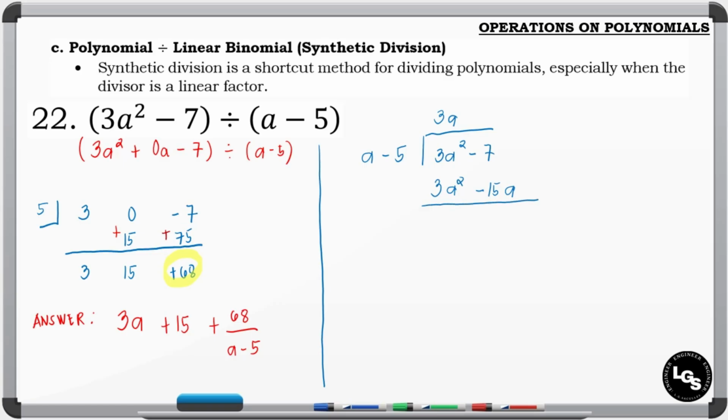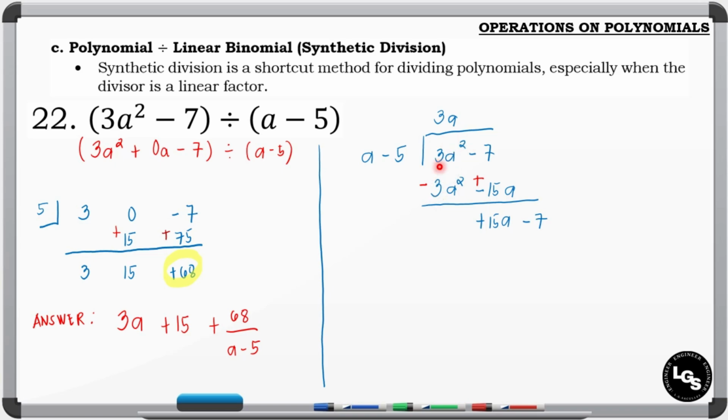Then we subtract. So by subtracting, let's change the sign. This will become positive. This will become negative. So positive 15a. If you will notice, the one at its top is a constant, so we cannot combine these terms. It is the rule between like and unlike terms. So these are unlike terms. So we will copy it as is. So it will become positive 15a. Then we will bring down the negative 7.